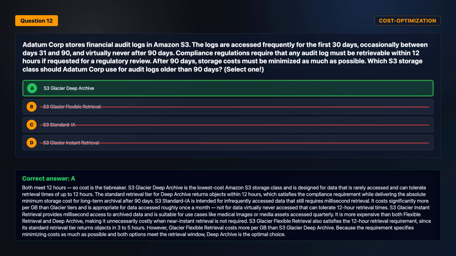S3 Glacier Flexible Retrieval also satisfies the 12-hour retrieval requirement, since its standard retrieval tier returns objects in 3 to 5 hours. However, Glacier Flexible Retrieval costs more per gigabyte than S3 Glacier Deep Archive. Because the requirement specifies minimizing costs as much as possible and both options meet the retrieval window, Deep Archive is the optimal choice.